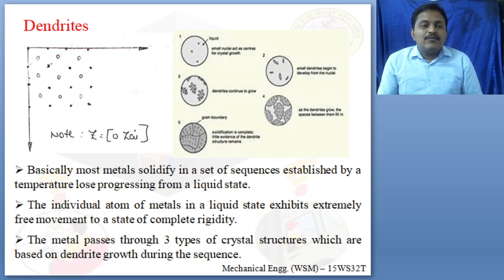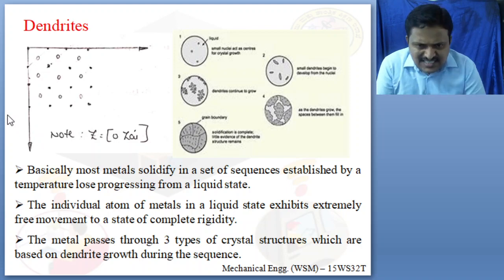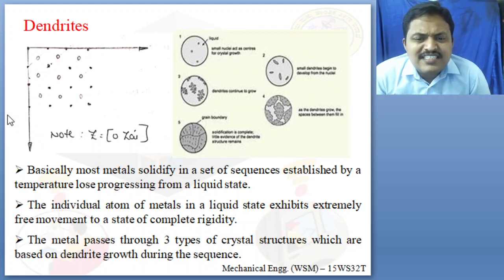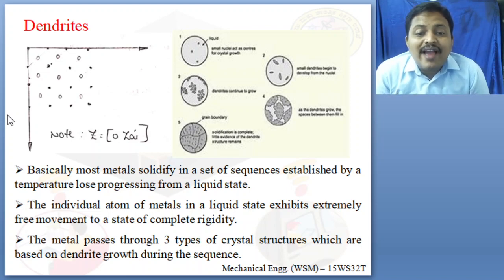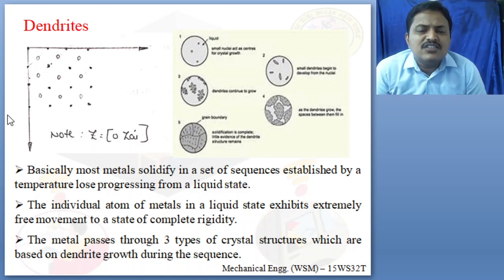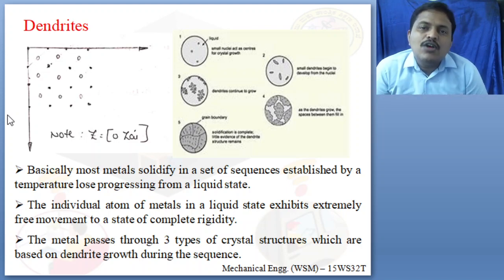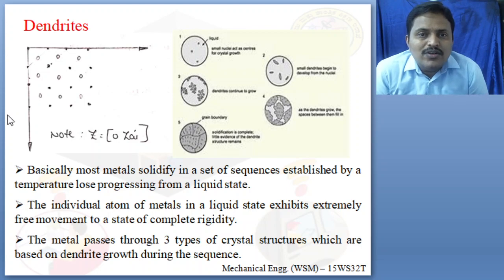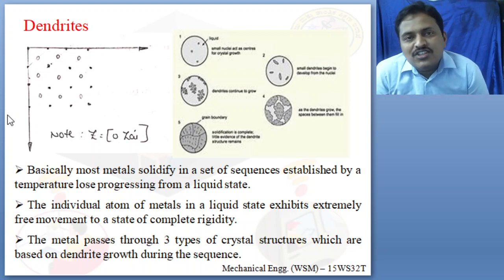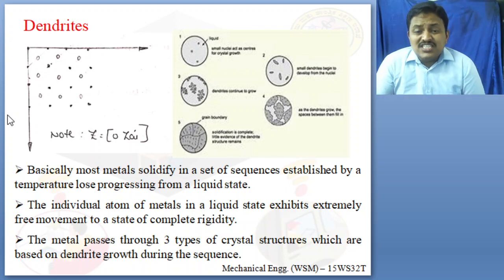Next is what is known as dendrites. What happens when the metal starts solidifying? Solidification means the process of converting from liquid to solid. What do we do for solidification? We are going to cool it. We dip it in water, a quenching medium or a salt bath, whatever it may be. Depending upon the medium we use, the hardness changes.